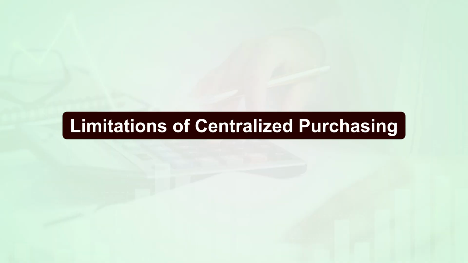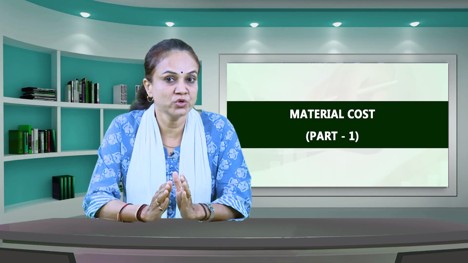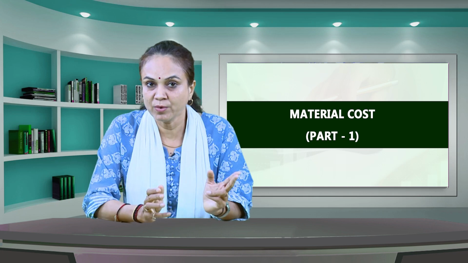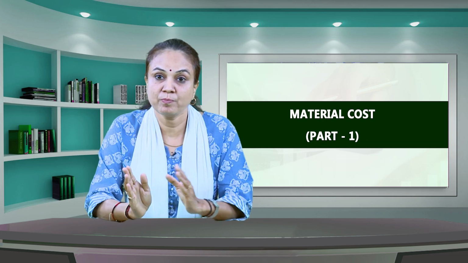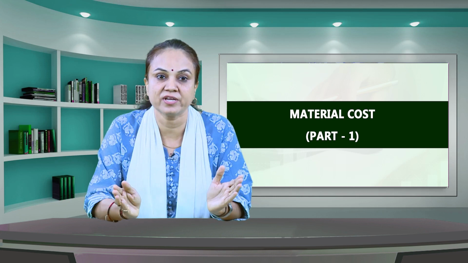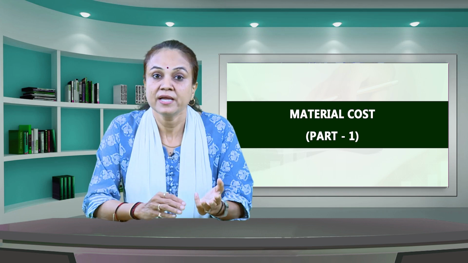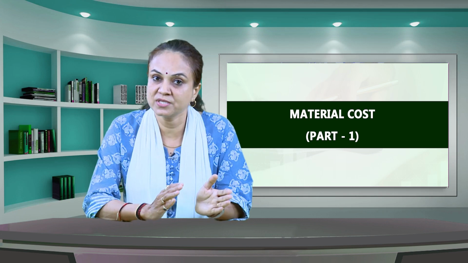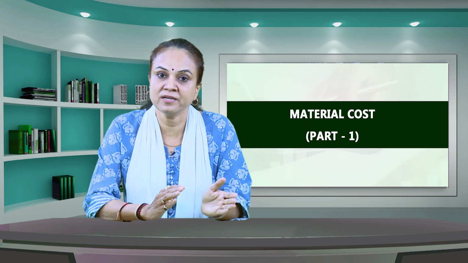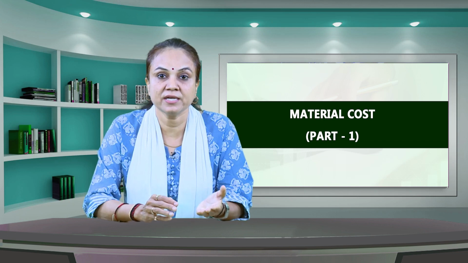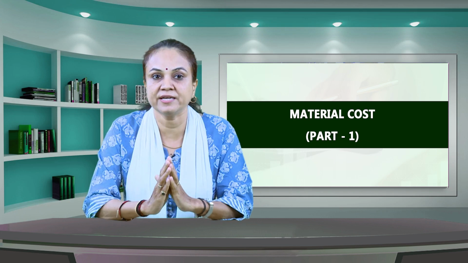Now, let us discuss limitations of centralized purchasing. Number 1, it is expensive due to increase in administration cost of a separate purchase department. Number 2, it is not suitable when plants or departments are located far away from one another or are using different material. Number 3, it may cause delay in placing the purchase order or receiving the materials due to rigid purchase procedure. Number 4, it may create problems in emergent situations when local purchases are needed.